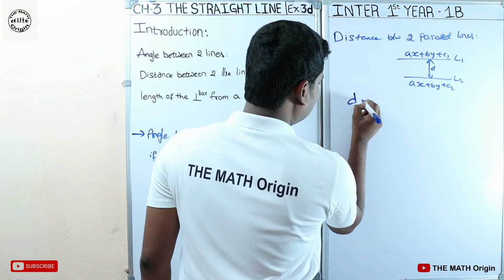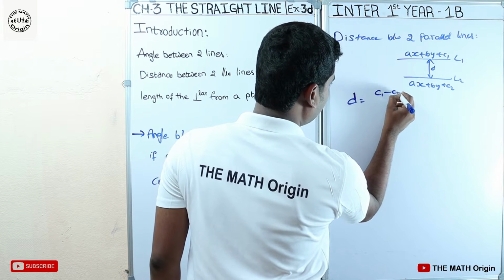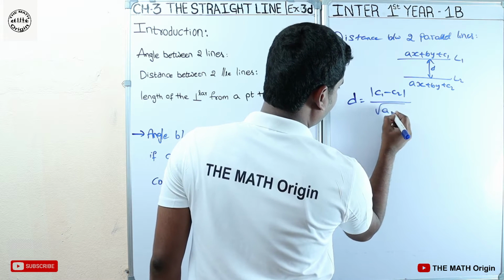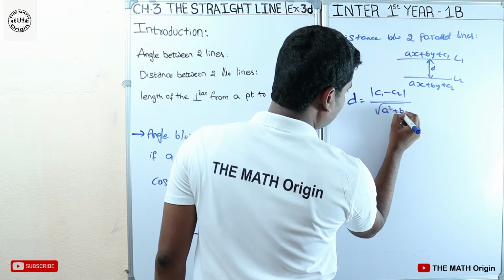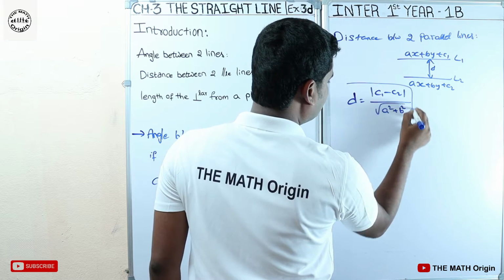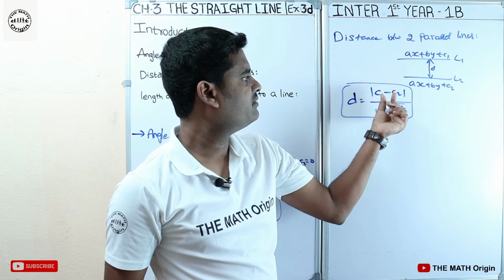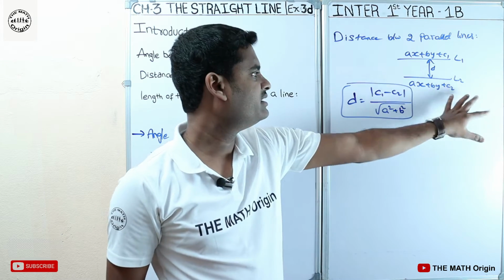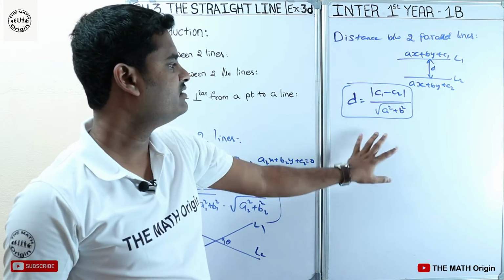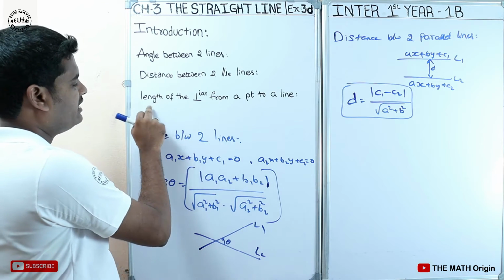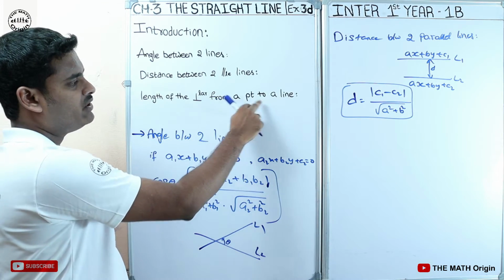So the distance d equals modulus of c1 minus c2 by root of a square plus b square. This is the distance formula for two parallel lines with constants that differ. This is also quite a straightforward formula. And next one, the length of the perpendicular from a point to a line.